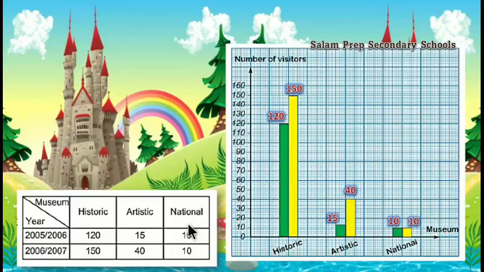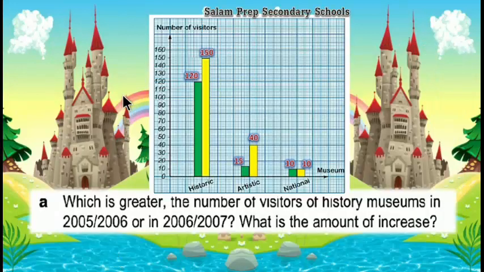The third museum, national, first year 10 visitors and second year 10 visitors. So the first bar with green color, we will go up until reach 10. The second bar with yellow color, go up until reach 10. Now we need to answer the following from your representing data.